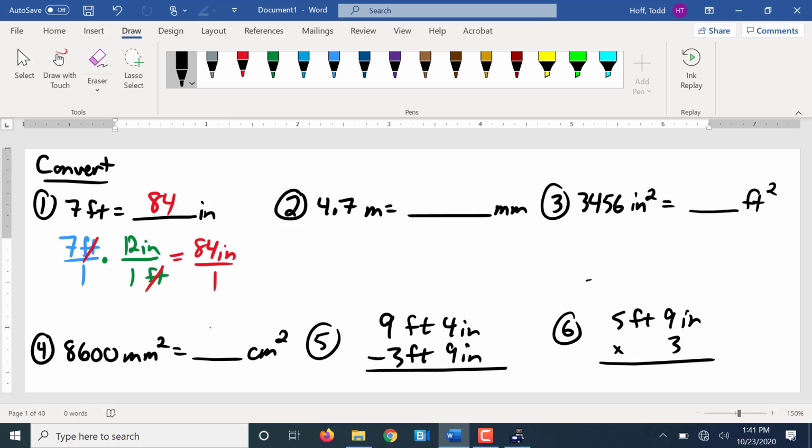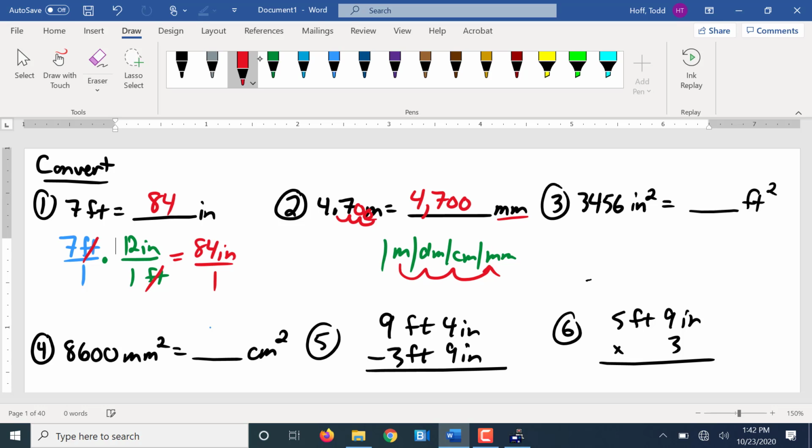For metric, we either have to have the unit chart in front of us or have it memorized. We've got meters in the middle of that chart, decimeters, centimeters, and millimeters. And those are the units we typically use the most of anyways. Going from meters to millimeters is 1, 2, 3 spots to the right. So we take our decimal point and we move 1, 2, 3, filling in those zeros, spots to the right. So that becomes 4,700 millimeters.